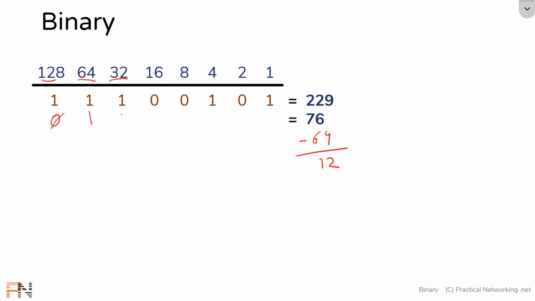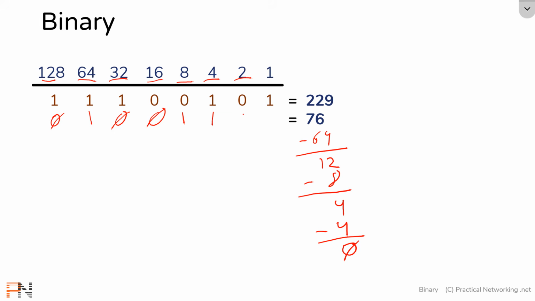Can you subtract 32 from 12? No, you cannot, that's a 0. Can you subtract 16 from 12? No, you cannot, that is a 0. Can you subtract 8 from 12? Yes, you can. You're left with 4, which means that column is a 1. Can you subtract 4 from 4? Yes, you can. That column is a 1. We subtract 4, giving us 0.